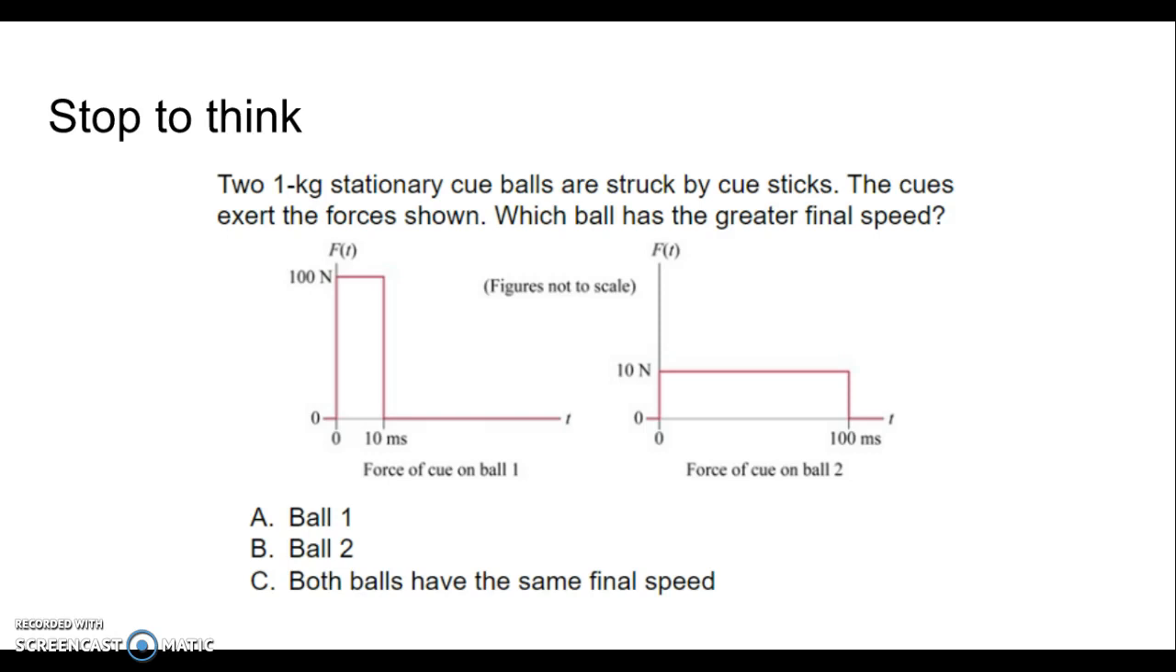All right, so looking at this here, we're trying to find which has a greater final speed. Well, we know that impulse is change in momentum, right? Both of these cue balls are initially at rest, right? So basically, whichever one has the larger impulse is going to have the larger final velocity. If you're looking at these graphs, impulse is just the area under these curves, well, these rectangles here. And if you look here, the areas are actually equal to each other, so they're going to both have the same final speed.